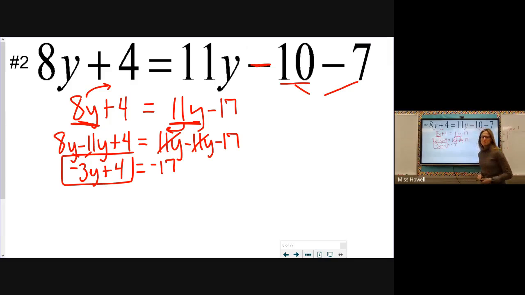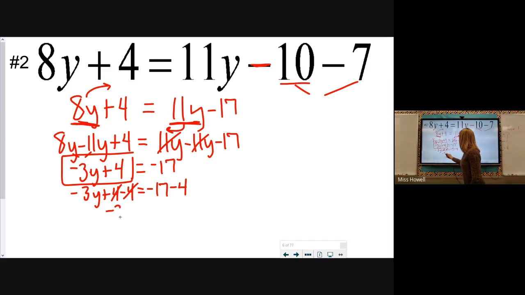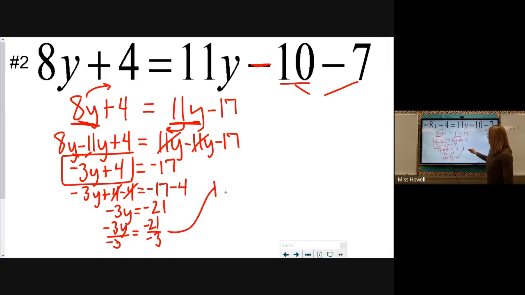All right, cancel on the one side, bring down our negative 3y. Negative 17 minus 4 would just give us a negative 21. All right, from there, we need to get rid of our multiply by 3 by dividing each side by the negative 3. Resulting in y is equal to a negative divided by negative here would end up giving us a positive 7. So not a special case here. We ended up with one solution for y being the value of 7.